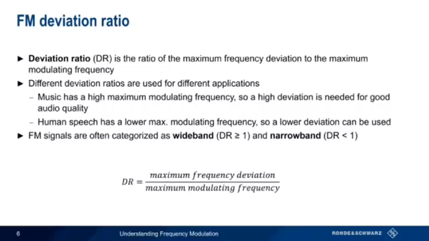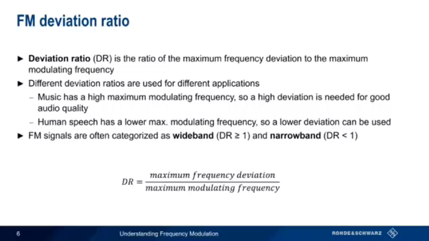We will discuss here the FM deviation ratio also. It is a very important ratio because it is used to locate the different stations in the FM. Deviation ratio is the ratio of the maximum frequency deviation to the maximum modulating frequency. Different deviation ratios are used for different applications. Music has a high maximum modulating frequency, so a high deviation is needed for good audio quality. And we know that human speech has a lower maximum modulating frequency, so lower deviation can be used.